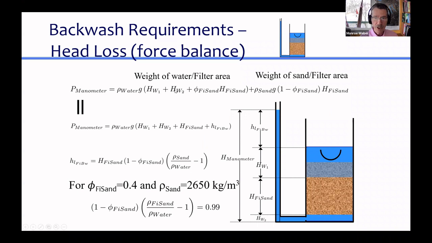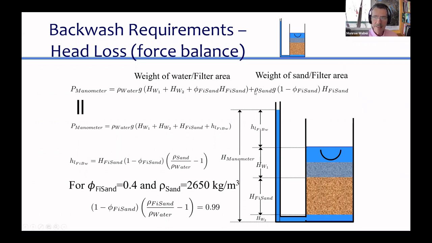So those first two terms are the weight per unit area of the water that's above the sand and below the sand. We also have to add the water that's in the sand bed, and we know that the amount of water in the sand bed is the height of the sand bed times the porosity. So phi times the height of the sand bed gives us the equivalent height of water that is filling up that sand bed.